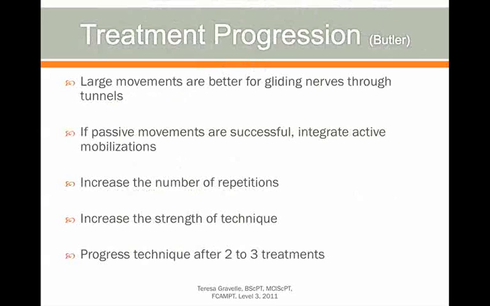David Butler describes his treatment progressions as follows. You start with large movements that are better for gliding nerves through tunnels. And if you start with passive movements initially, you can then integrate active mobilizations. Then gradually over time, if the person can tolerate the treatment, you can increase the number of repetitions and increase the strength of the technique, so you gradually go into more resistance, and then progress the technique after 2 to 3 treatments just to make sure that the patient is fine with the treatment that you are giving him.